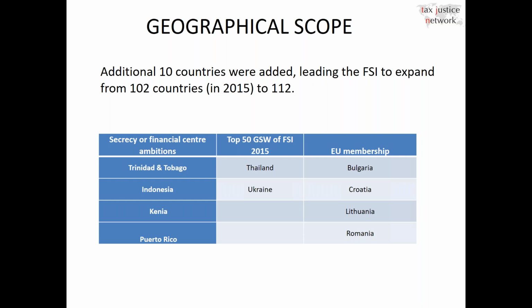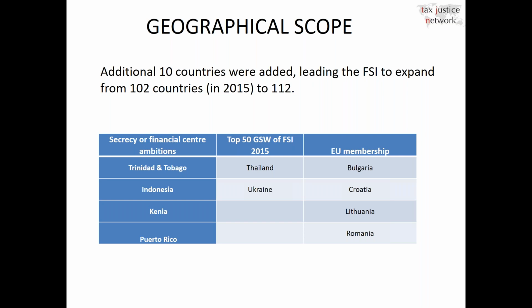Second, we add countries for which there are indicators that they are attempting to create an offshore financial center, or that their laws and regulations are attracting international finance through tax or secrecy provisions. This adds another 4 countries, Trinidad and Tobago, Indonesia, Kenya, and Puerto Rico.